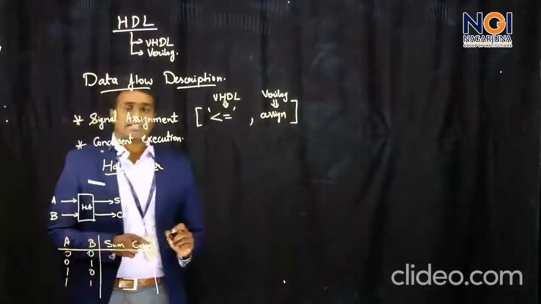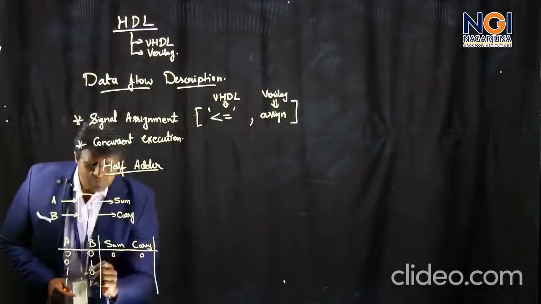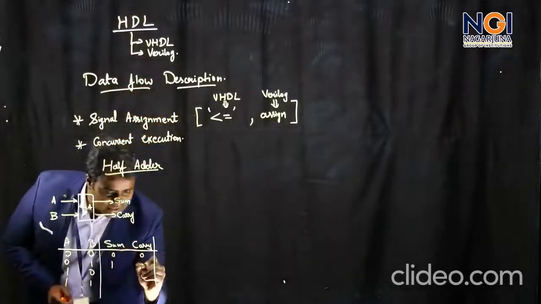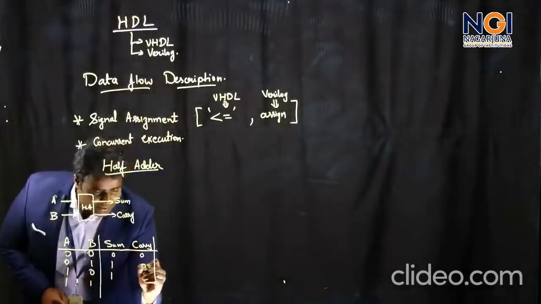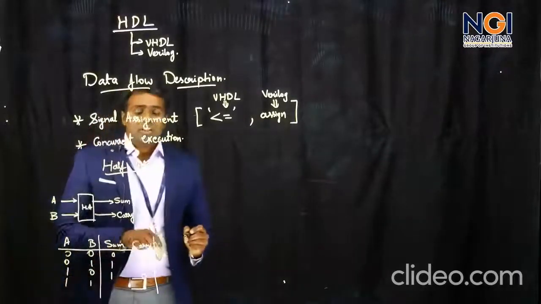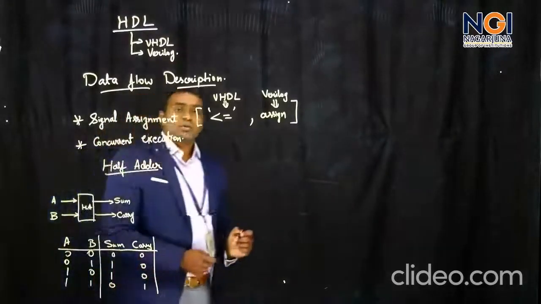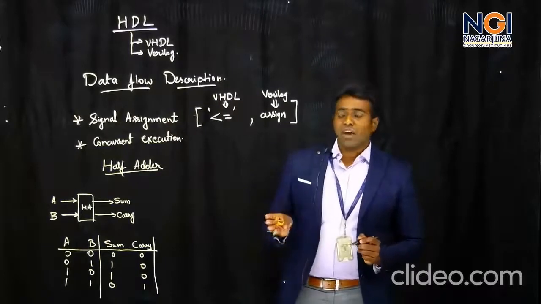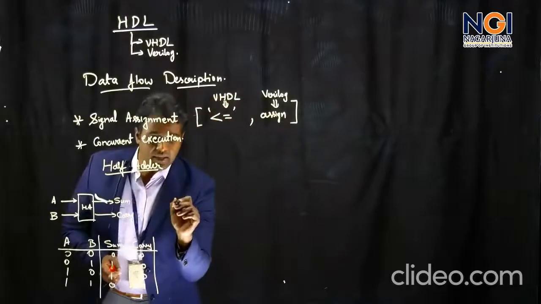When we add 0 and 0, the sum is 0 and carry is also 0. 0 with 1 will lead to sum as 1 and carry as 0. And 1 added with 0 will fetch you sum as 1 and carry as 0. 1 with 1 will give you sum as 0, carry as 1. So this is the truth table for the half adder. From here we can easily evaluate the Boolean expression for your outputs, that is sum as well as carry.